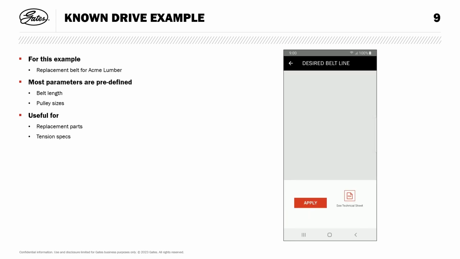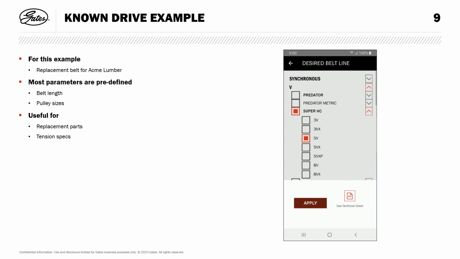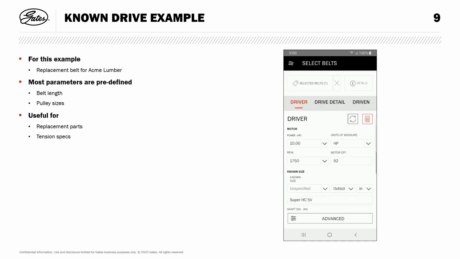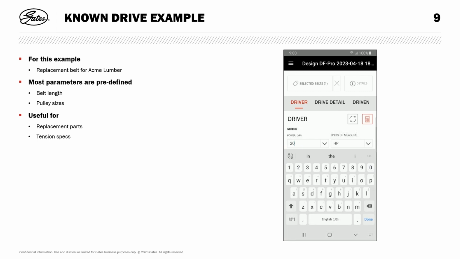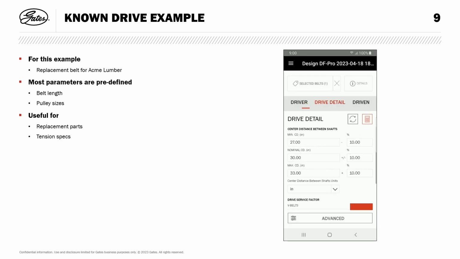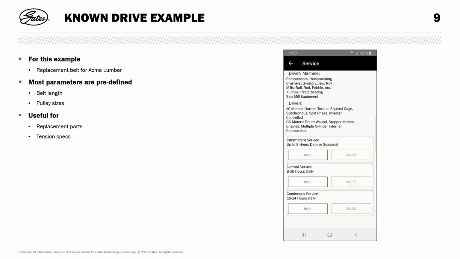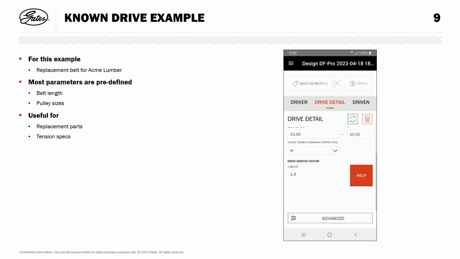I know that we have 5V Super HC pulleys already installed, so I'll pick a matching belt product, and I can see some details about it here. Hit Apply, and move on to the driver inputs where I'll enter my 20 horsepower, 1750 RPM motor, and the customer's 7.1-inch driver pulley. Service factor, this is the same sawmill equipment and normal AC motor, running 8 to 16 hours a day. Hit Apply, and you'll see my V-belt service factor has been updated.